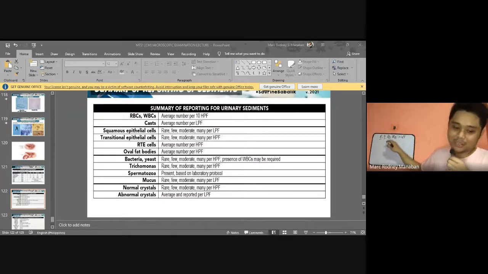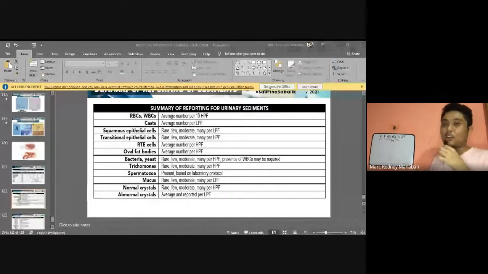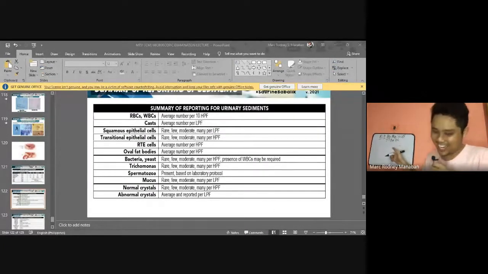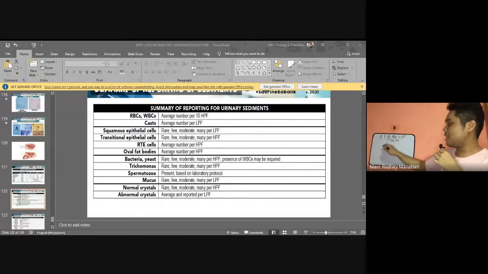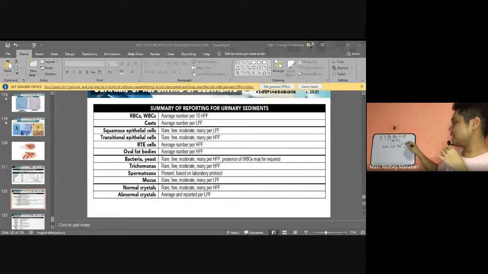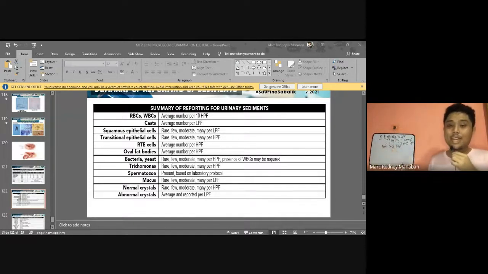Take note, this is the crude mnemonic. You have the letter T, then B-A-Y-N. To make it more wholesome, you can say TT BAYN. What does that mean? You have transitional epithelial cells, trichomonas, bacteria, yeast, and N for normal crystals. That's the mnemonic. Again, RF MoMA: rare, few, moderate, many per 10 HPF.